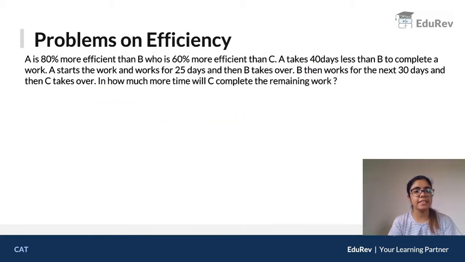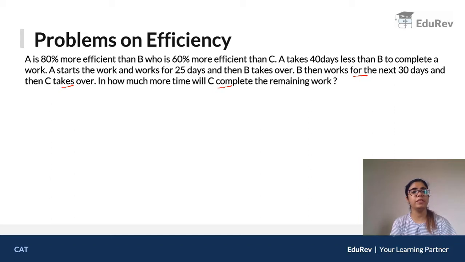It says A is 80% more efficient than B, who is 60% more efficient than C. A takes 40 days less than B to complete the work. A starts the work, works for 25 days, and then B takes over. Then B works for the next 30 days, and then C takes over. In how much more time will C complete the remaining work? Okay? Now this is an actual CAT question.